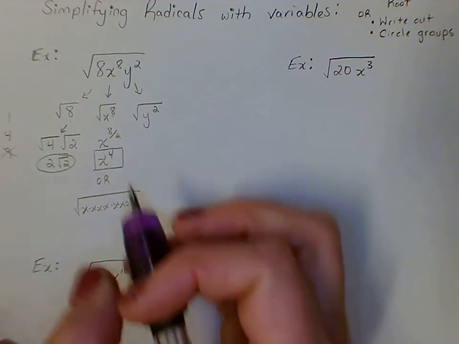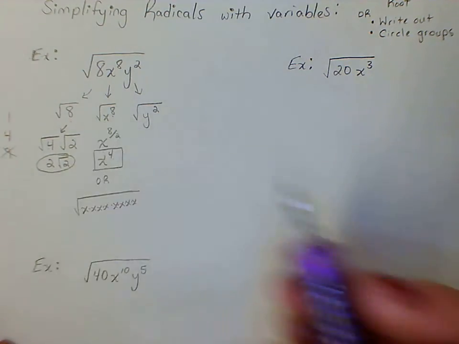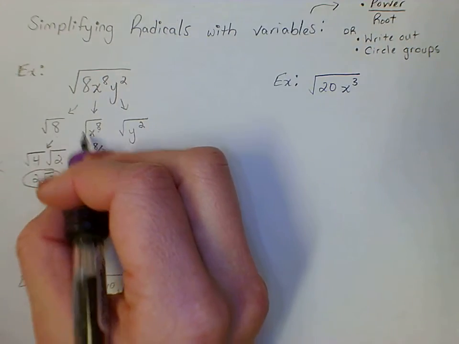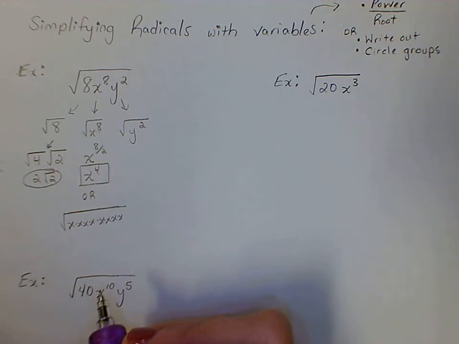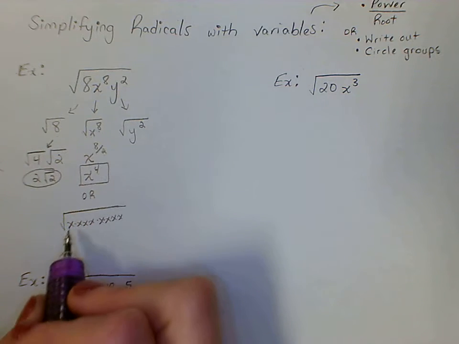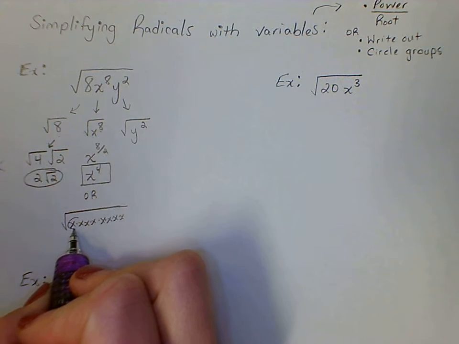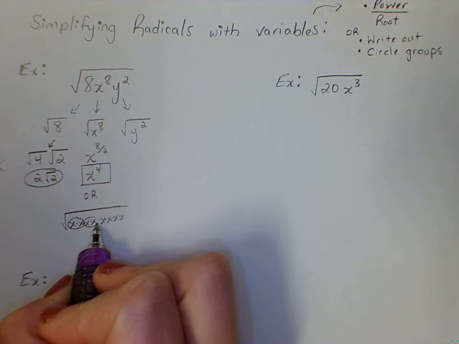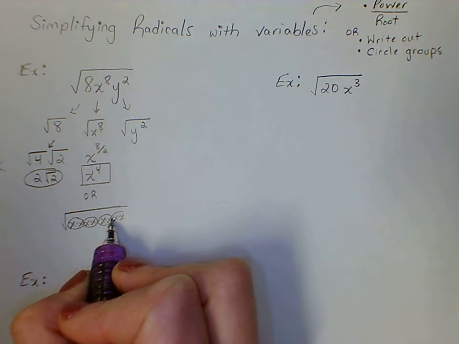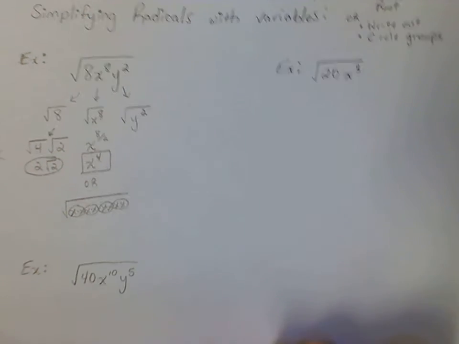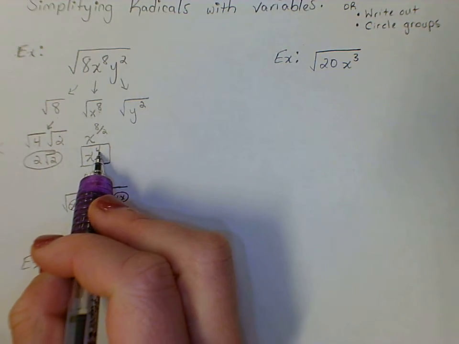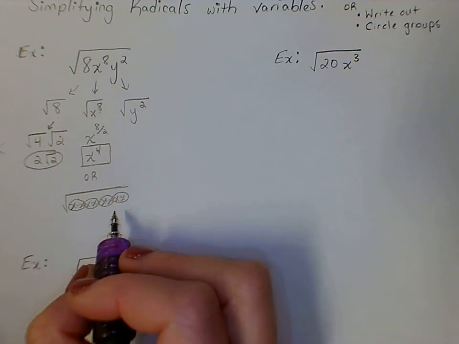So that is actually the exact same thing as this right here. And then what I mean by circle groups is whatever the square root is, you are going to circle groups of that many. So like the square root is associated with a 2, so you're going to circle groups of 2 x's. So there's a group of 2, that's a group of 2, that's a group of 2, and that's a group of 2. And then when you're done, however many groups you ended up with is actually going to be the exponent of that variable that would come out.